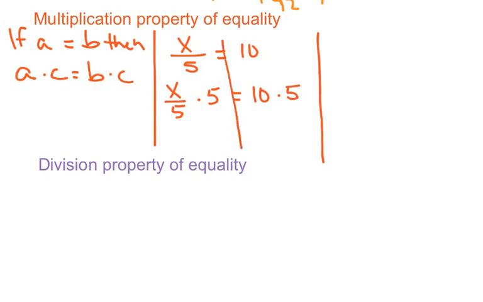I have my equal sign, so I'm going to draw my line. Now here, dividing by 5, then multiplying by 5, results in 1. So we have 1 times x. So we have 1x left, which is simply x. And over on the other side, we have 10 times 5, so that is 50. So my solution is x equals 50.